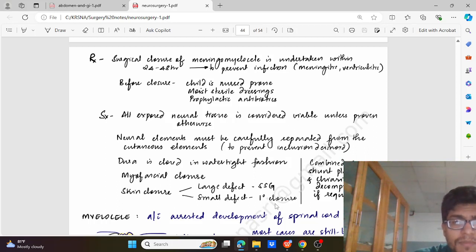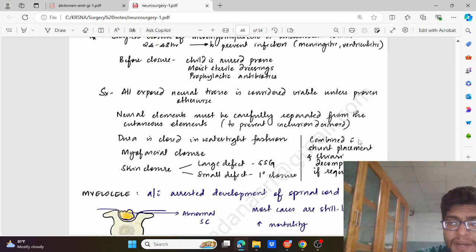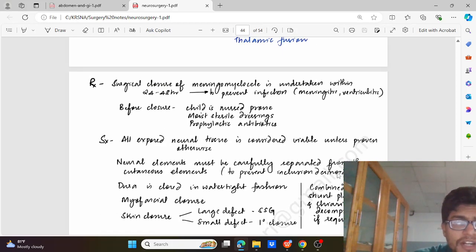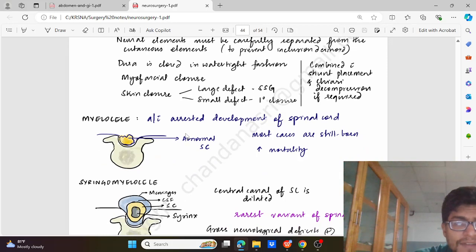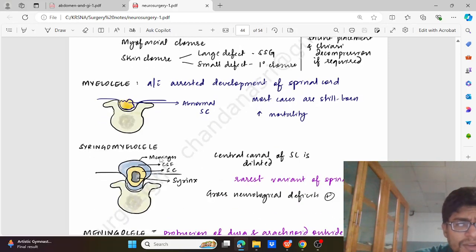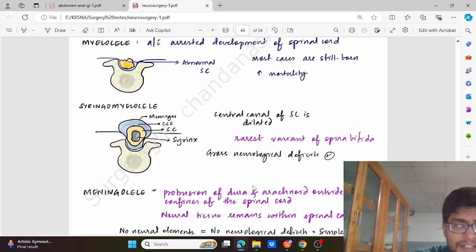If it is small, we go for primary closure. If large, then we have to do skin grafting, and the treatment is combined with shunt placement and Chiari decompression if needed. So this was all about treatment of meningomyelocele. Now myelocele, where there is arrested development of the spinal cord. Most cases are stillborn, so there is increased mortality. Then syringomyelocele, where the central canal of the spinal cord is dilated, so there is a syrinx in between, and surrounding it is the dilated central spinal cord, and meninges are also outside. So there will be gross neurological deficit.